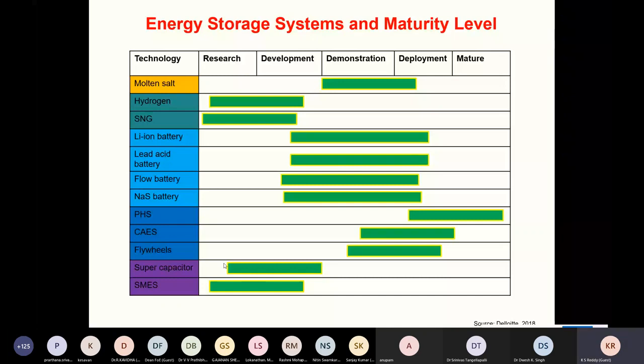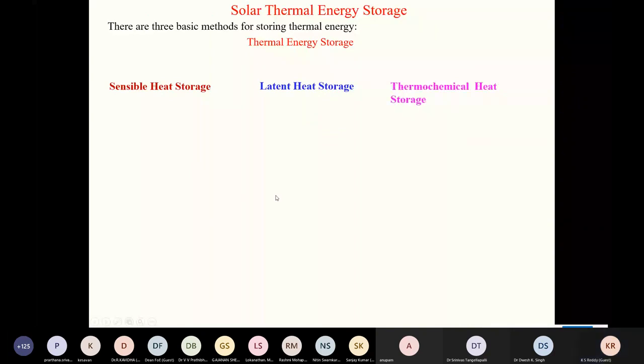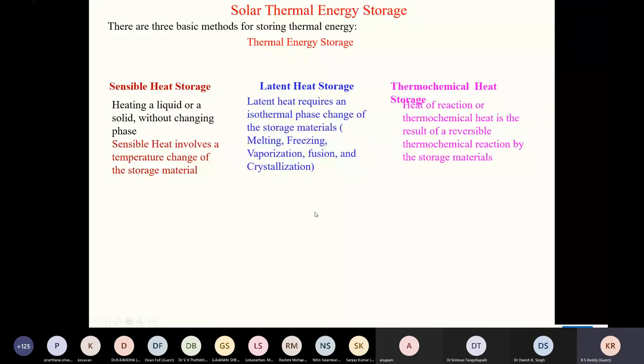Then we have to see how we store solar thermal energy. There are three basic processes. Thermal energy storage can be either sensible, latent, or thermochemical heat storage. Sensible means heat is added in one phase and can be retrieved without much phase change. Latent heat is with phase change, either melting or freezing or vaporization or fusion or any process by which we can transfer heat.